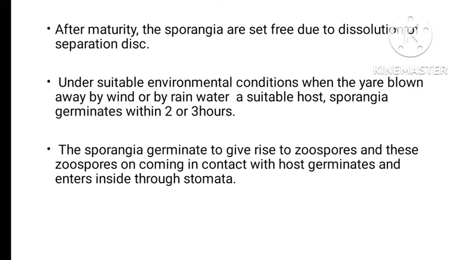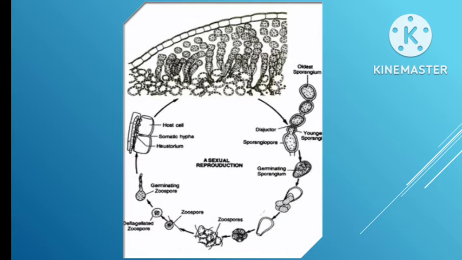Under suitable environmental conditions, when the sporangia are blown away by wind or rainwater onto a suitable host, they germinate within 2 or 3 hours. The sporangia germinate to give rise to zoospores, and these zoospores, on coming in contact with the host, germinate and enter inside through stomata. And this is the diagram of asexual reproduction.